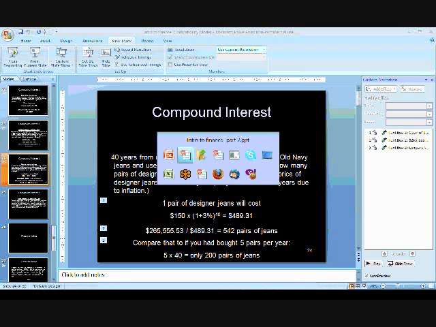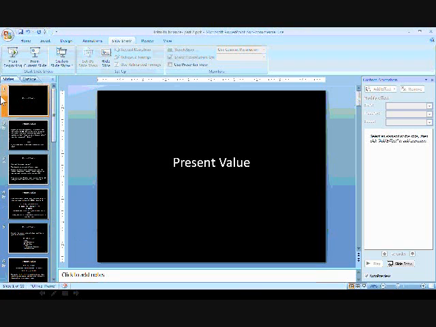Alright. So now let's move on. Present value, our next topic. Present value is almost just compound interest, but looking at it from a different angle. And you'll see what I mean as we move along.